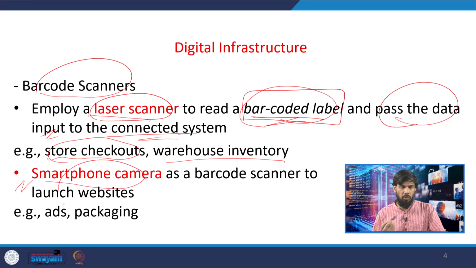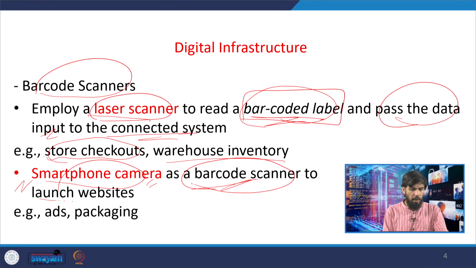So you might have used yourself that sometimes you use your smartphone camera to scan a barcode, use it like a barcode scanner and scan some barcode, and then you launch websites, right. So nowadays the latest smartphone cameras can be used like a barcode scanner, to scan those barcoded labels, and it would be a URL; it launches that website, you land on that website, and it would be related to some support.